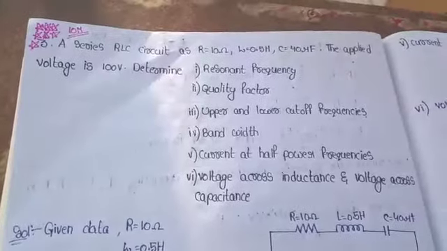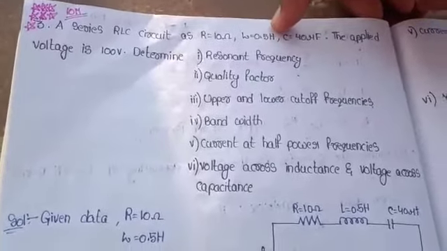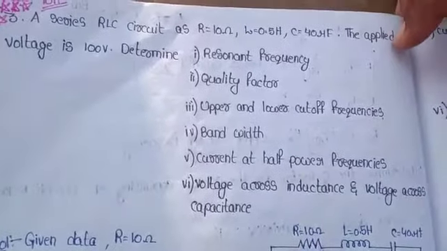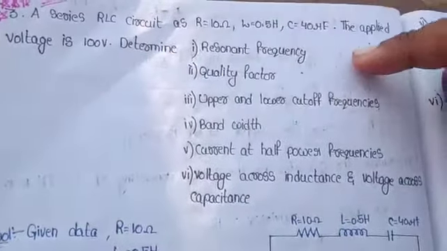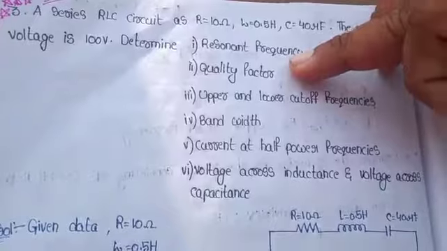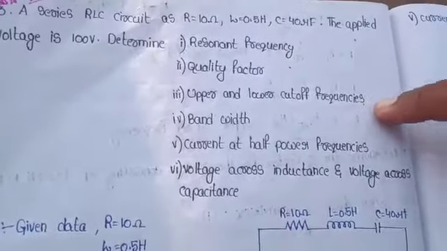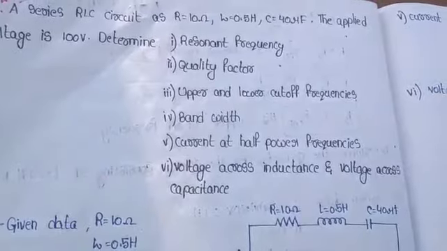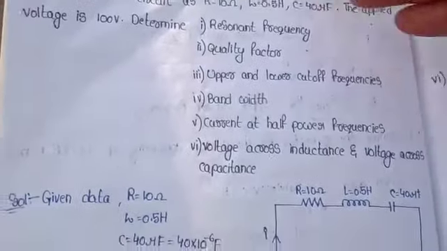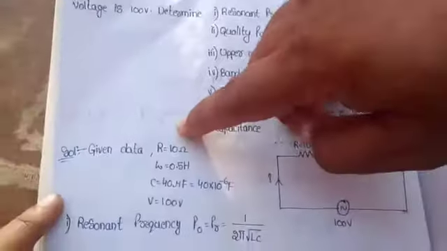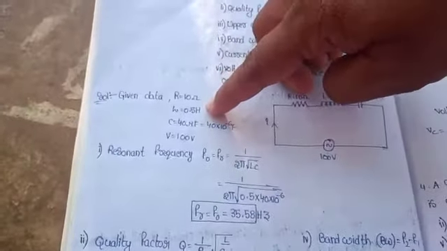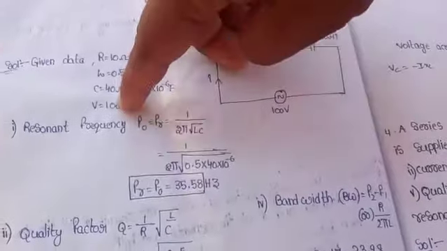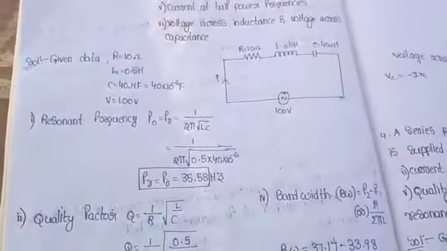A series RLC circuit has R equal to 10 ohms, L equal to 0.5 H, C equal to 40 microfarad, and applied voltage 100 volts. Determine the resonant frequency, quality factor, upper and lower cutoff frequencies, bandwidth, current at half power frequencies, and voltage across the inductor and capacitor. Most important problem. Given data: R is equal to 10 ohms, L is equal to 0.5 henry, C is equal to 40 into 10 power minus 6 farad, and V is equal to 100 volts. What is the resonant frequency formula?